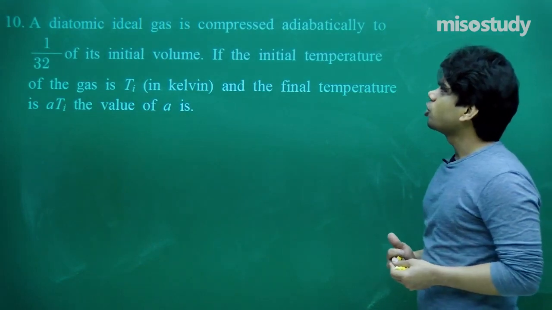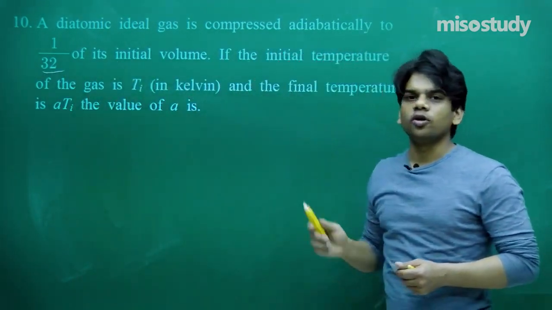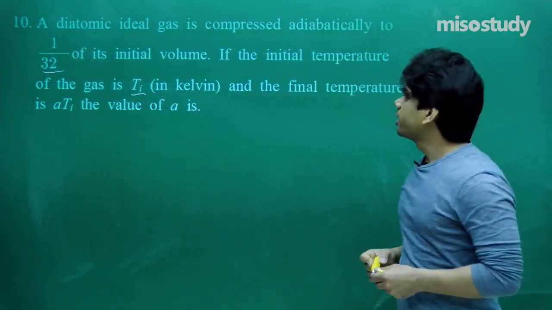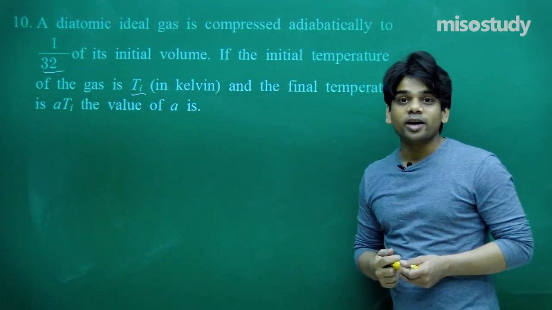A diatomic ideal gas is compressed adiabatically to 1/32 of its initial volume. If the initial temperature of the gas is Ti in Kelvin and the final temperature is A Ti, the value of A is. We need to find this out.